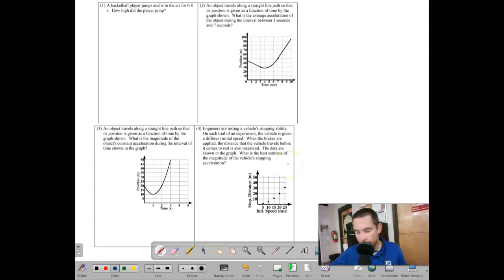On to the next one. We've got a basketball player jumping and is in the air for 0.8 seconds. How high did the basketball player jump? Before we get into this problem, I want to go through the importance of just sketching it out again.